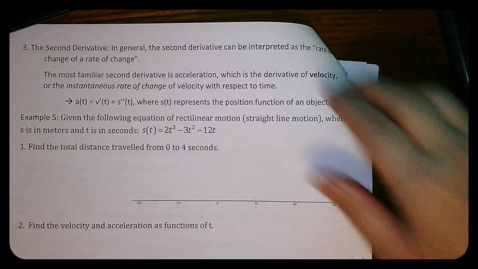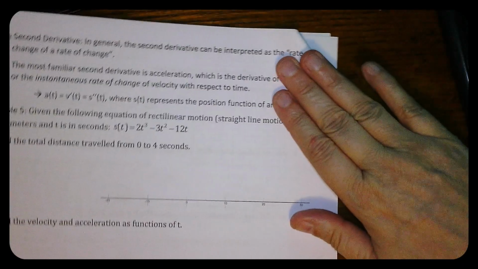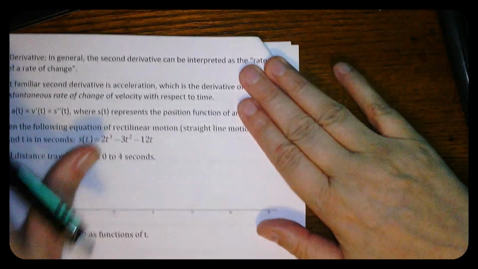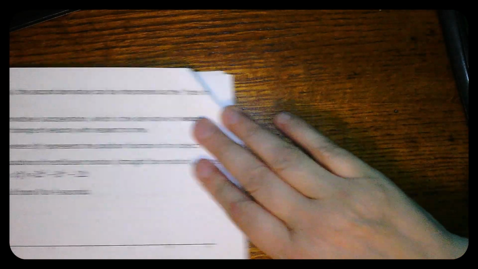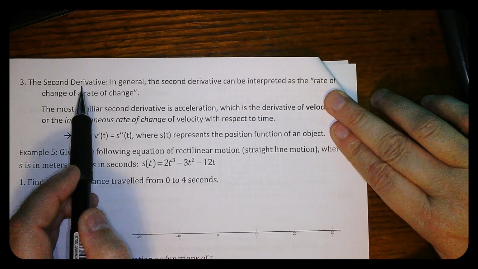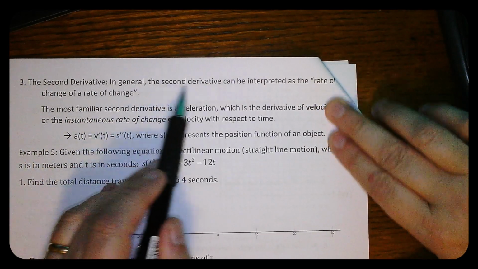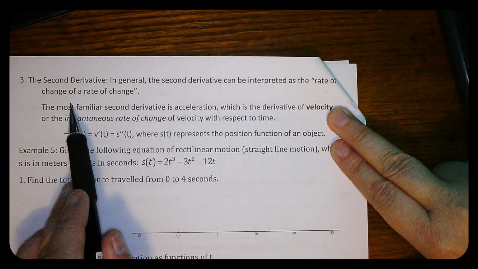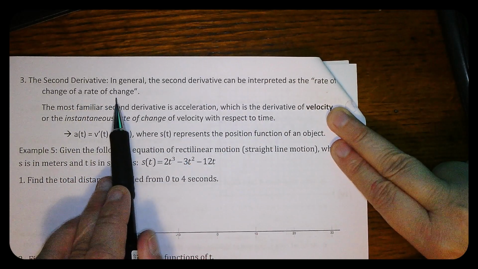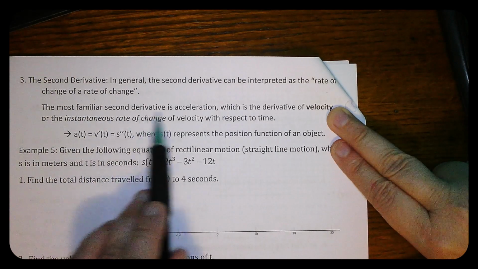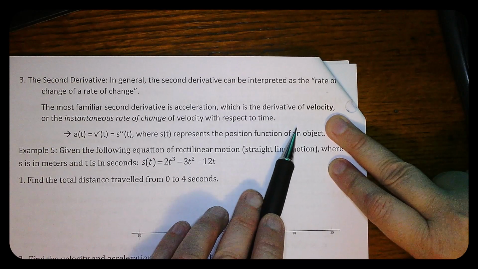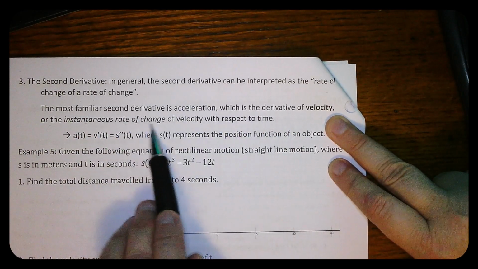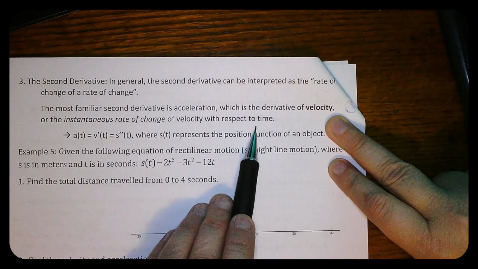Okay, I want you to flip over now to page 28, because we want to just continue this thought here. It's a pretty important thought. Okay, so I've already mentioned this, so we'll mention it again. The second derivative, in general, can be interpreted as the rate of change of a rate of change. And the most familiar second derivative is acceleration, which is the derivative of velocity, or the instantaneous rate of change of velocity with respect to time.